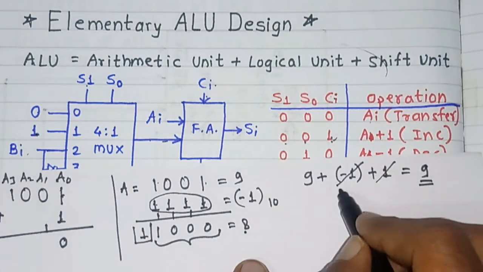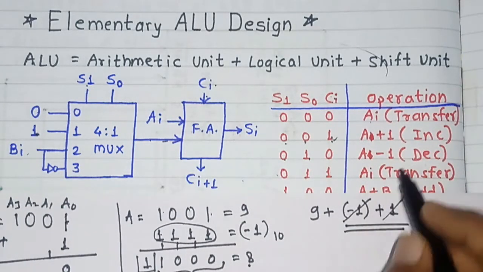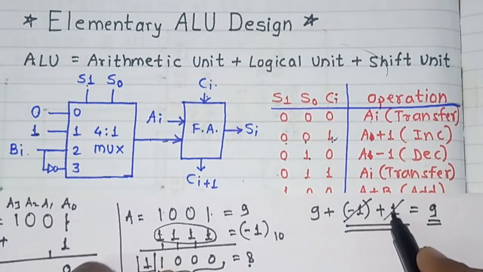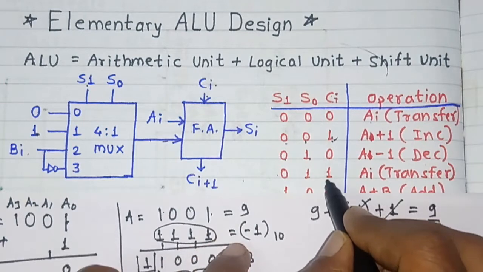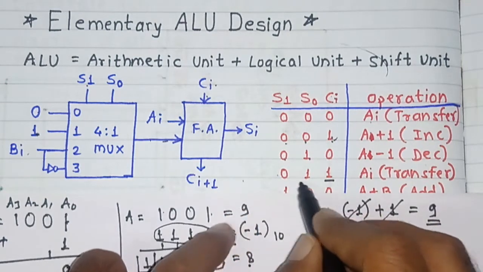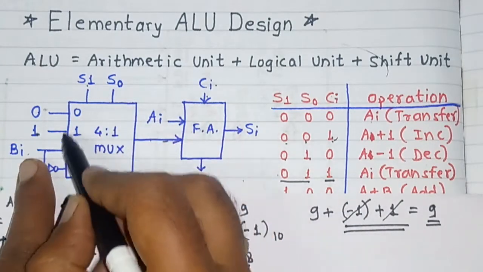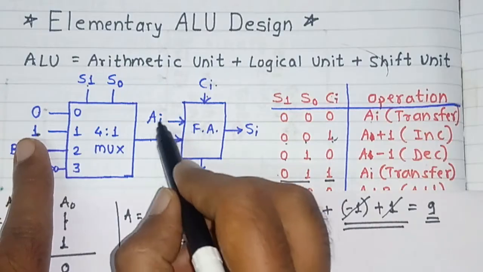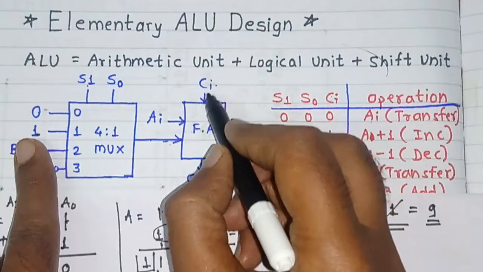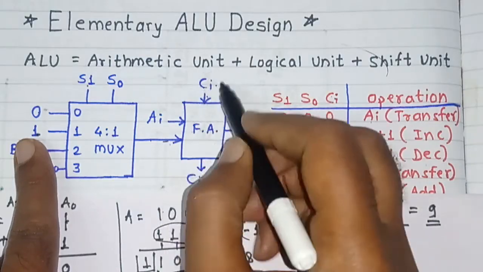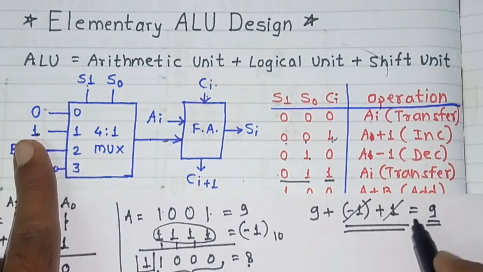So this same technique we are using for transferring this AI value. This +1 is going to be added as Ci. If you make Ci equal to 1, along with this 01, which means S1 equal to 0 and S0 equal to 1, then 1 is going to be added with the AI bit. Along with this, you are adding 1 as Ci, the input carry. That's why this operation will become the transfer operation.